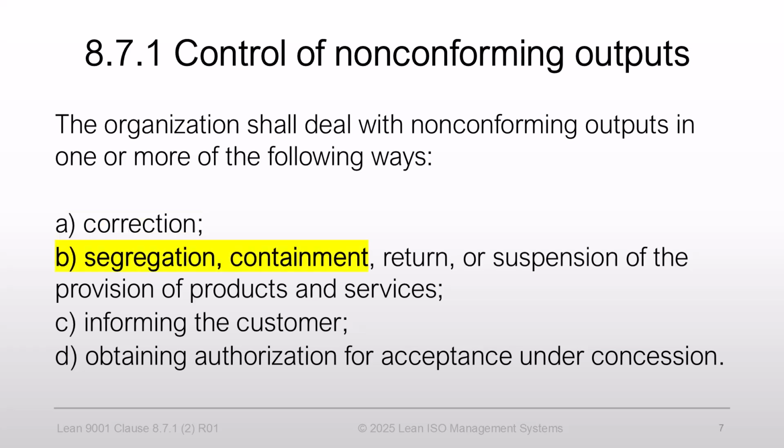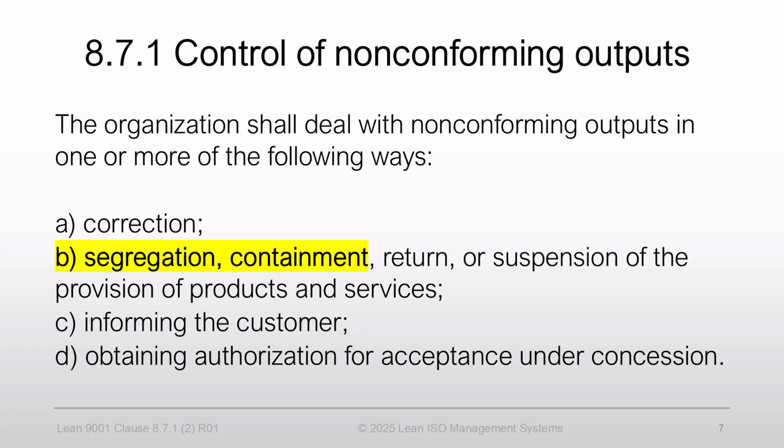Segregation and containment is about separating the nonconforming output to prevent unintended use. Physical segregation can involve placing defective products in a quarantine area or using red bins and other designated storage areas. Identification will be required when physical segregation isn't feasible. For example, if you're working on a large piece of equipment, you should label it instead of moving it off the floor.